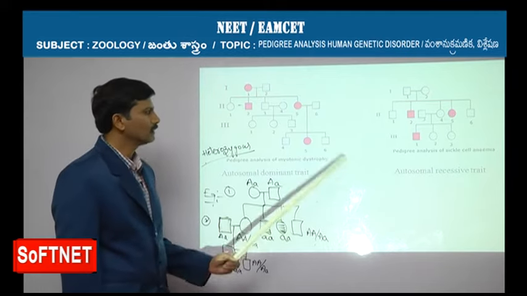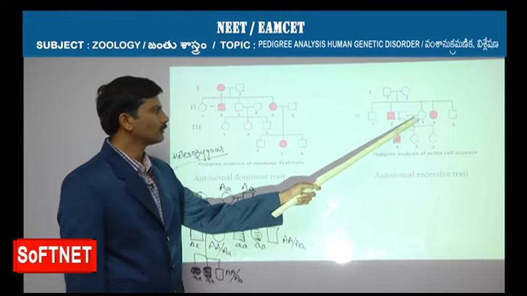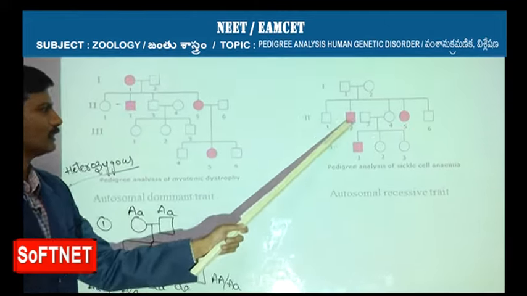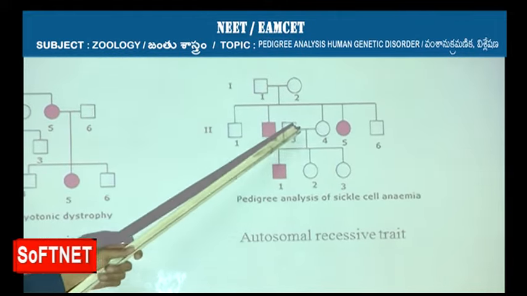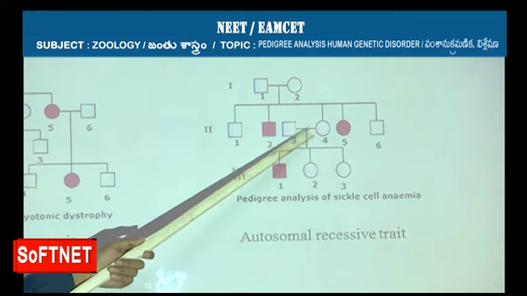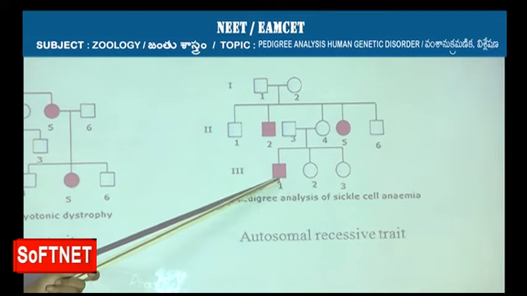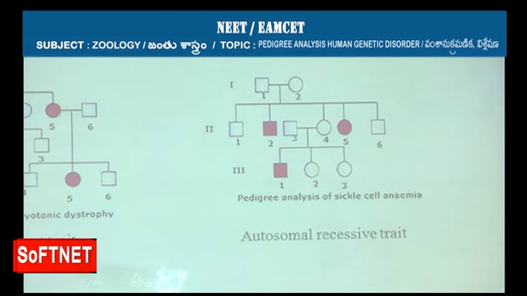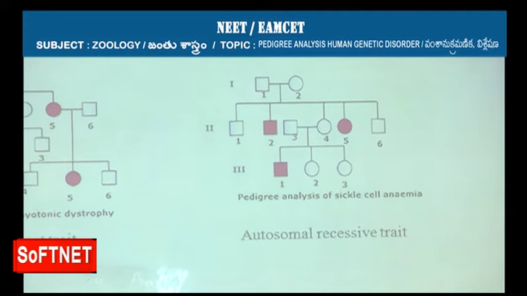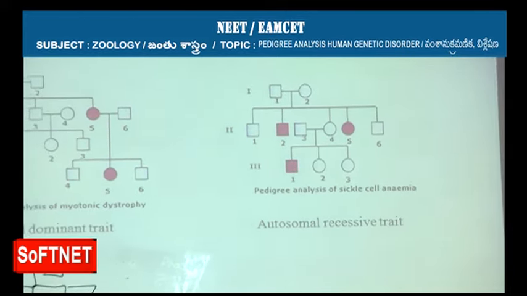For example, here in this chart, the two parents remain unaffected and some of the progeny are affected irrespective of the sex. In the next case, the third child, the progeny, got married to another male, and it appears again in the next progeny. So based on this, the same as the example that we worked out, it gives an indication that it is an autosomal recessive trait disorder.